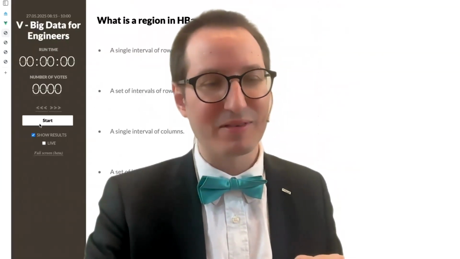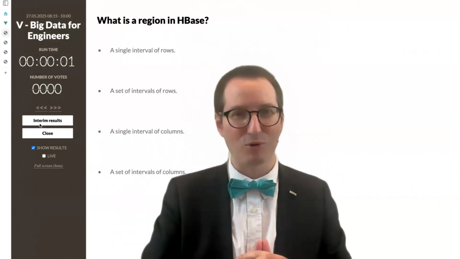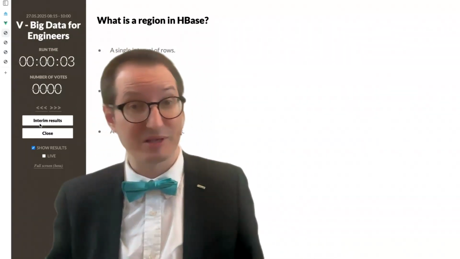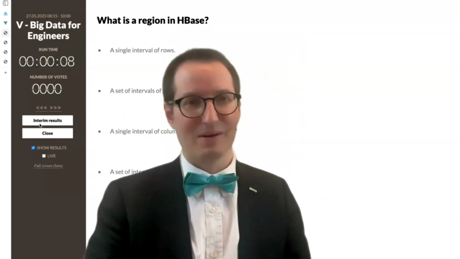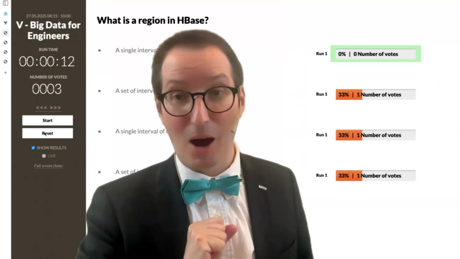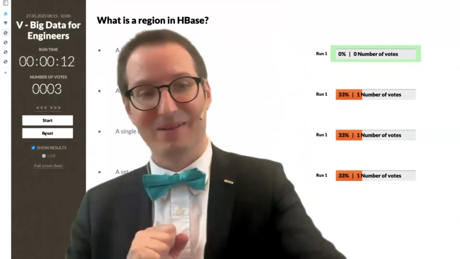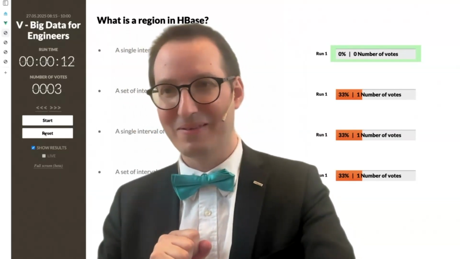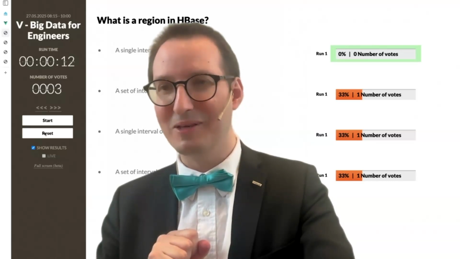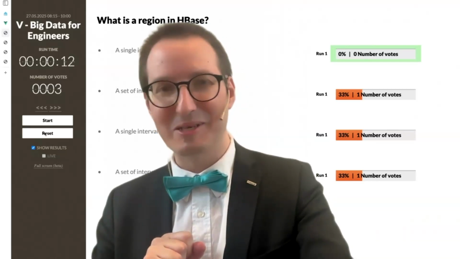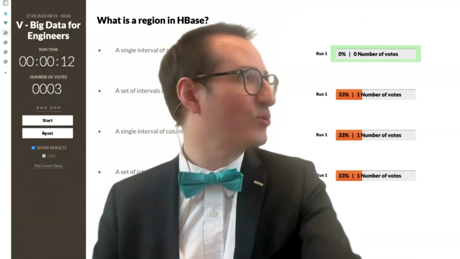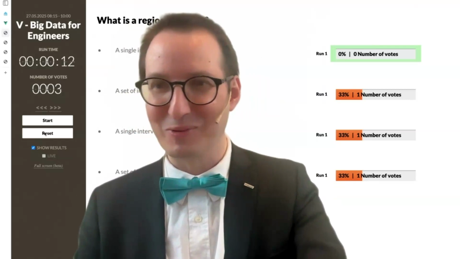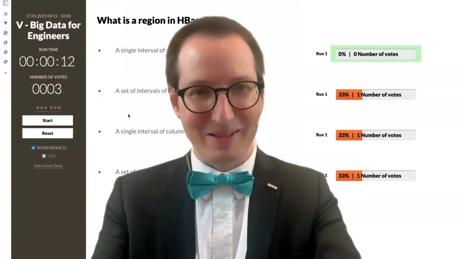What is the region in HBase? 10 seconds. A single interval of rows, a set of intervals of rows, a single interval of columns, a set of intervals of columns. 3, 2, 1, 0. Ah, nobody got it right. So now I see the hands should be going down. Yes, exactly. And now, because we need a winner, you can put your 2 hands back up. That's the rule, right? There has to be one winner. So now the both of you, right? Exactly. I will continue.